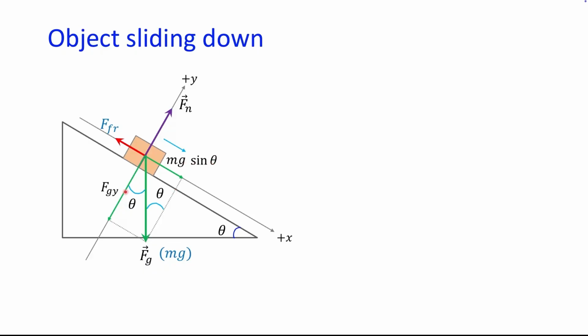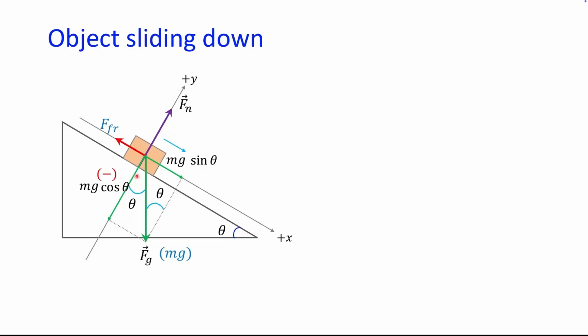The y component of gravity points to the negative y direction, so it is negative. And this is the adjacent side to this angle. So, the y component of gravity is negative mg times cosine theta.